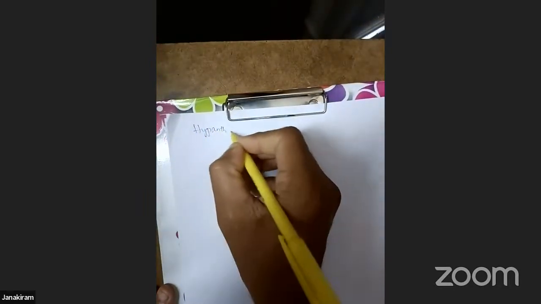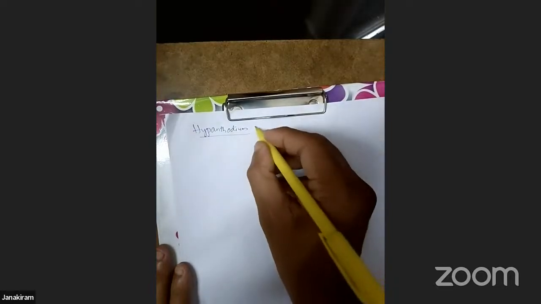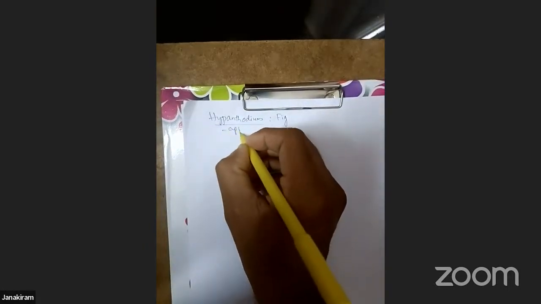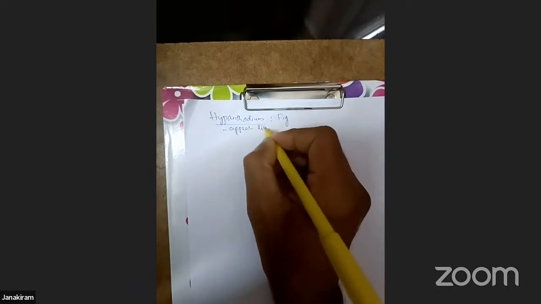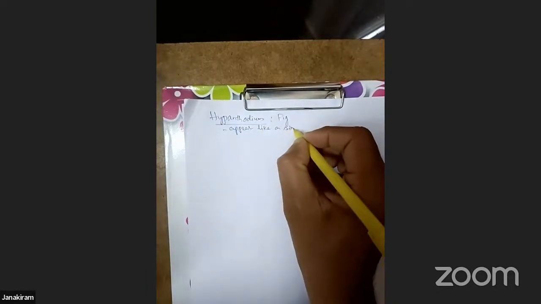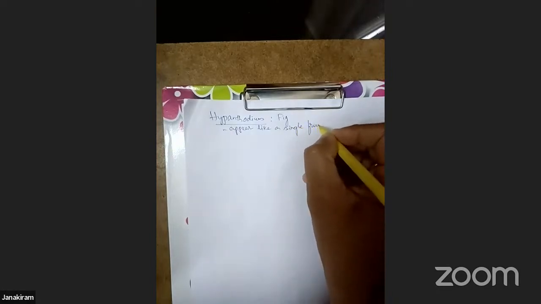Then coming to the third special type of inflorescence, hypanthodium. Hypanthodium inflorescence can be seen in members like fig plants, that is, the banyan tree. Here, this is a special type of inflorescence which appears like a single fruit. We said that cyathium appears like a single flower, but this is an inflorescence which appears like a single fruit.